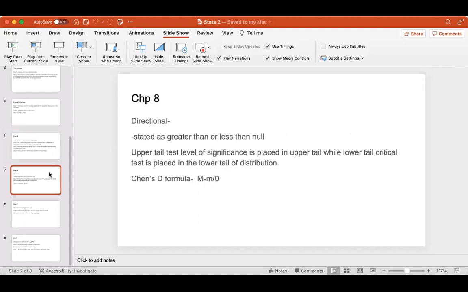Directional is stated as greater than or less than the null. In an upper tail test, the level of significance is placed in the upper tail, while in a lower tail critical test it is placed in the lower tail of the distribution. And that one is the chance, the formula.